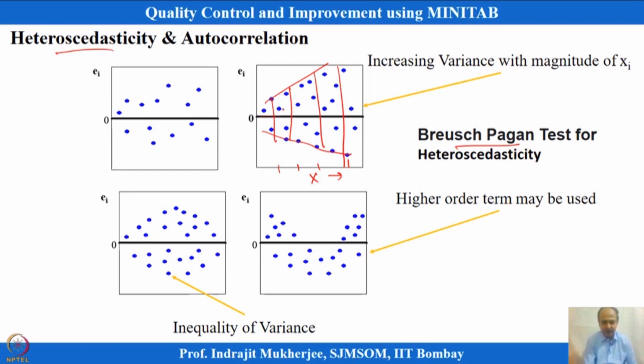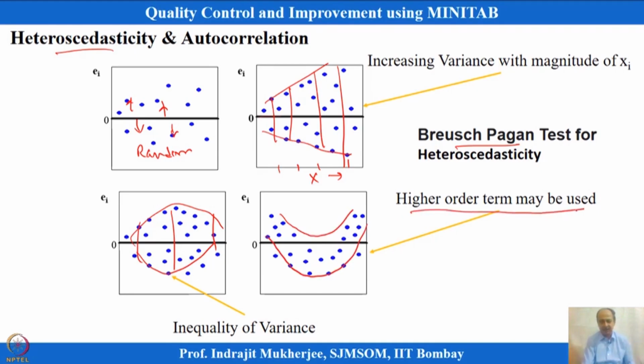Okay. So, if the behavior is like this, it is basically random. This is expected: random throughout on the 0 axis, on the higher side and lower side. If the scenario is like this, variance is changing at different levels of x. There can be certain scenarios like this: U shaped, the errors are U shaped over here. This indicates that a higher order term may have to be introduced. We will discuss this afterwards.